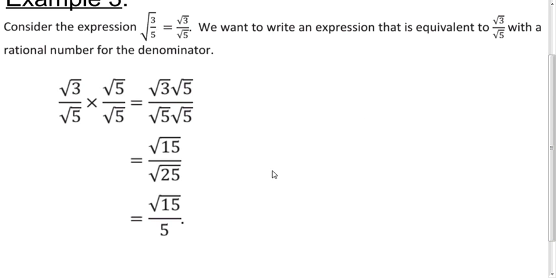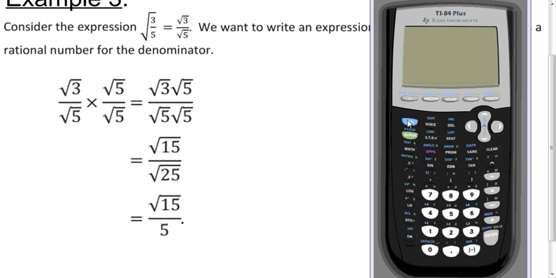We can double check that in the calculator. So if we look at the square root of 3/5, we end up with this decimal. And if we check the square root of 15 and divide that by 5, we get the same decimal. So this shows that the numbers are equivalent, not necessarily that they're both in simplest form, but it shows you that at least you know those two numbers are equal.